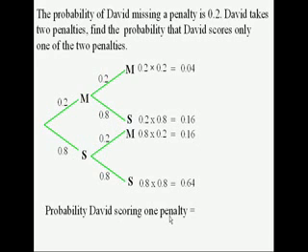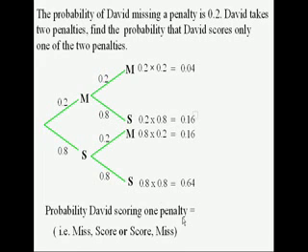Now the question said, find the probability of David scoring 1 penalty. So we've got 2 options for that. We've got the miss and the score, and we've got the score and the miss. So it's this option or this option. As you've seen from the previous lesson, the probability of event A or event B is the probability of A plus the probability of B. So what we're going to do is add these 2 probabilities together, 0.16 plus 0.16 equals 0.32.